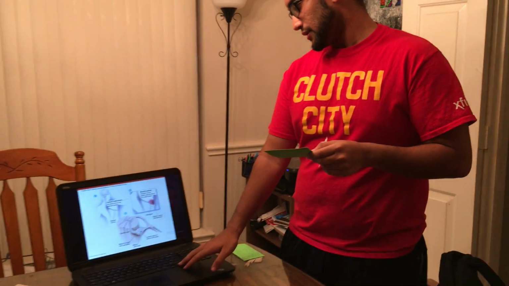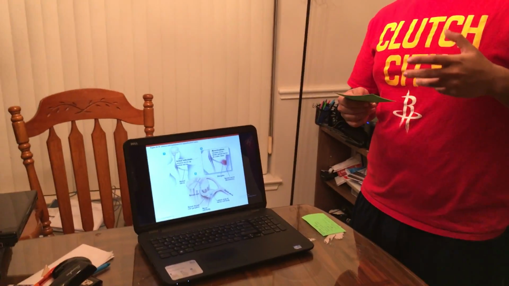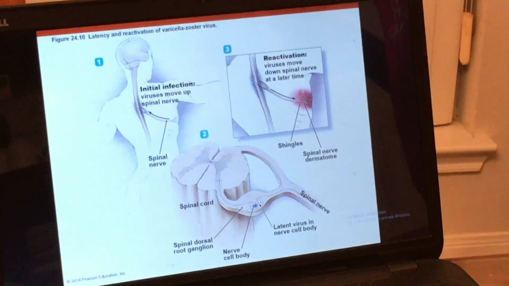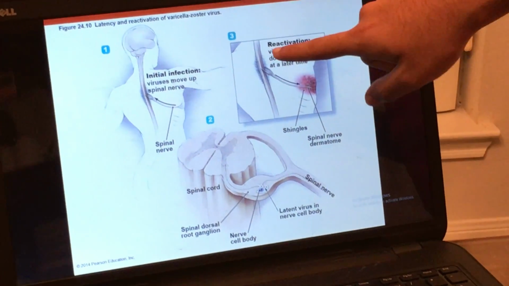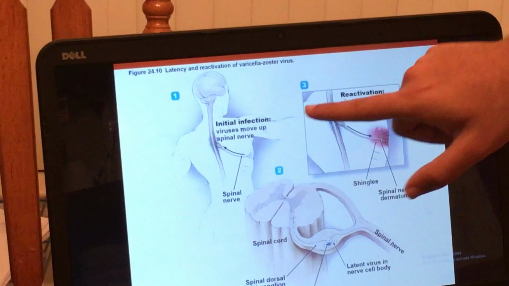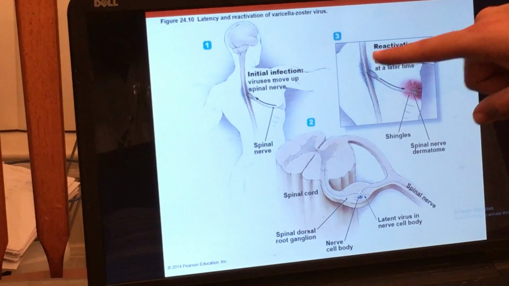Shingles, however, is much more difficult to treat because the treatment never really goes away. And this picture shows you how exactly the virus moves. Once it enters, it has one goal. Its goal is to go to the spinal nerve.